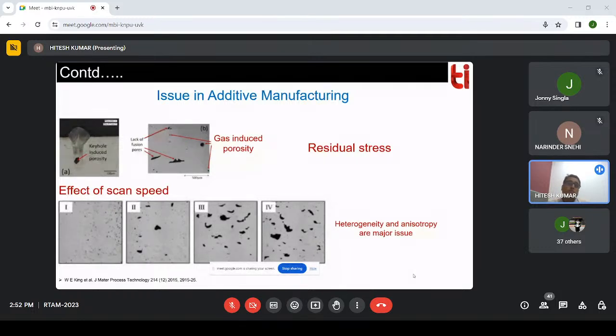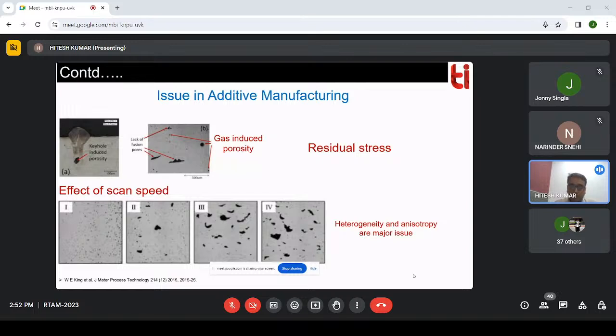So what is anisotropy? When you are talking about the build direction, there is also a transverse direction. In both directions, the growth mechanism is going to be different. That growth mechanism tries to form heterogeneity in your material. So the defect density in the build direction is going to be different from the defect density in the other direction in additive manufactured material.